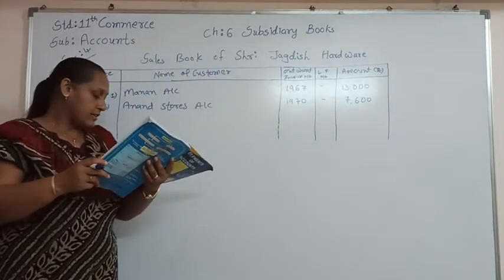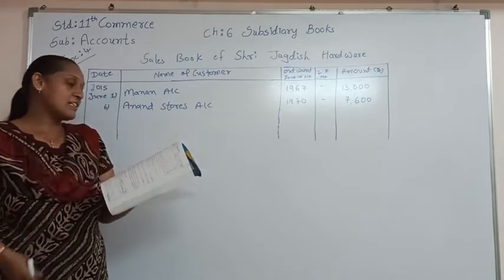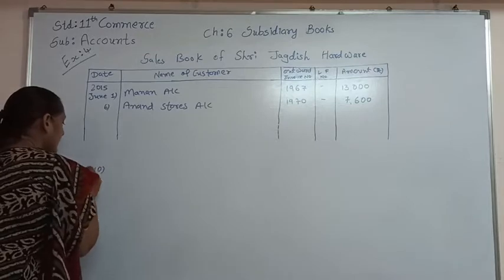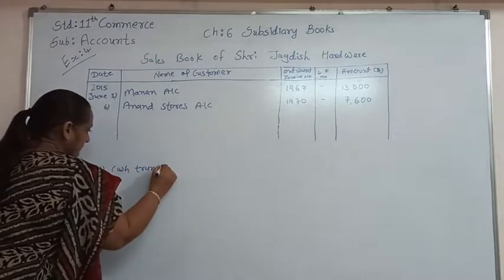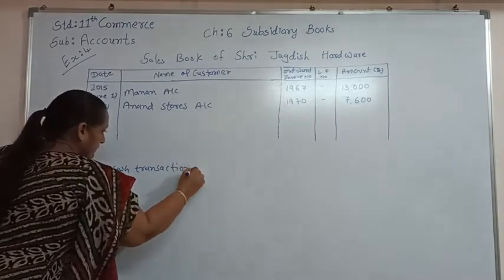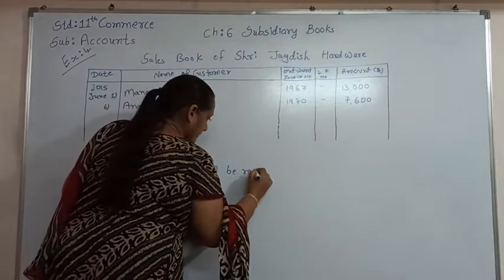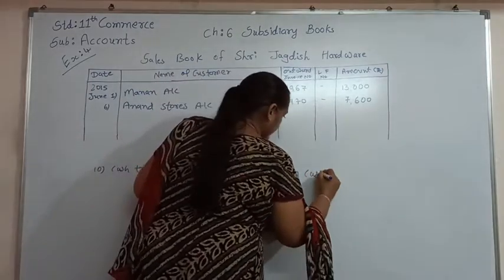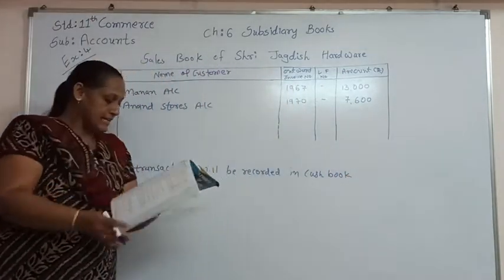Now on the 10th, goods sold of rupees 5,000. That is a cash transaction, and a cash transaction will be recorded in the cash book. Date 10, cash transaction will be recorded in the cash book. Now let's see the next.